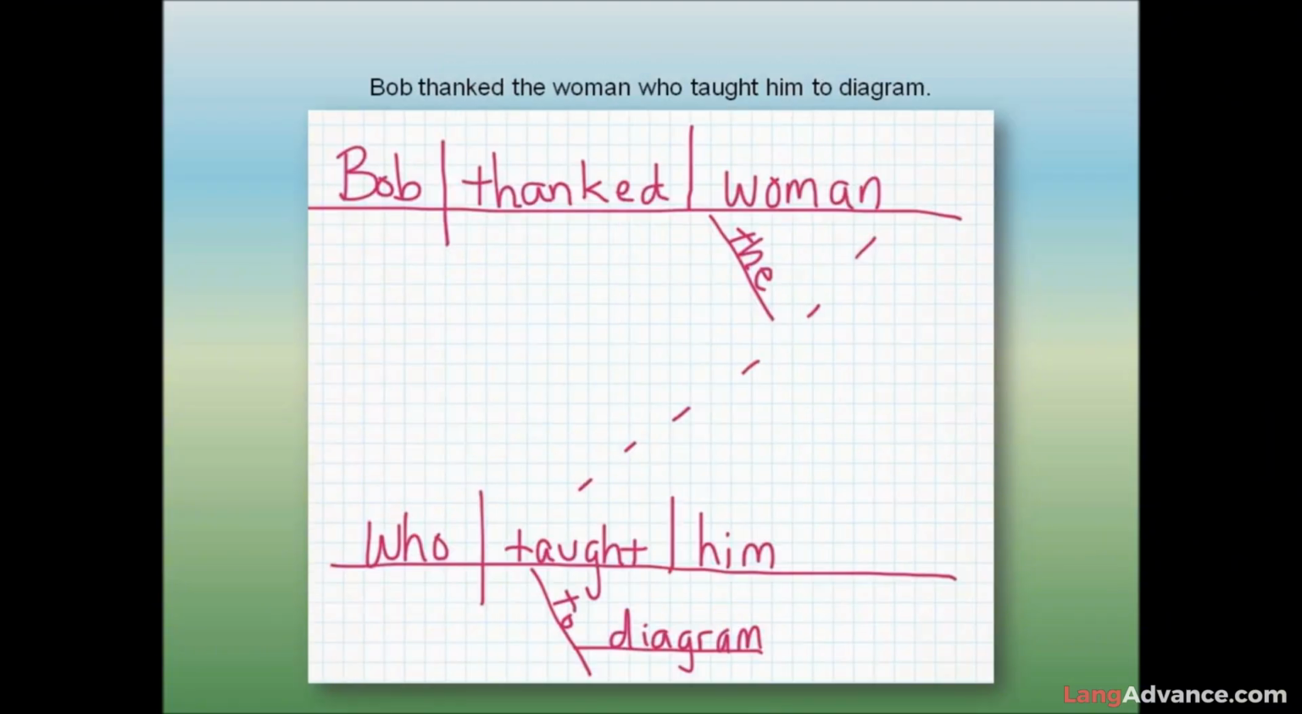Bob thanked the woman who taught him to diagram. This time, who taught him to diagram describes woman. Bob is the subject, thanked is the verb, woman is the direct object, modified by the. Then we connect woman to who taught him to diagram.